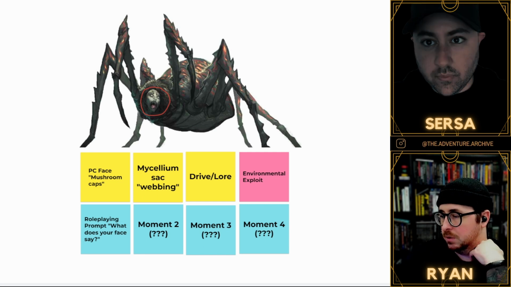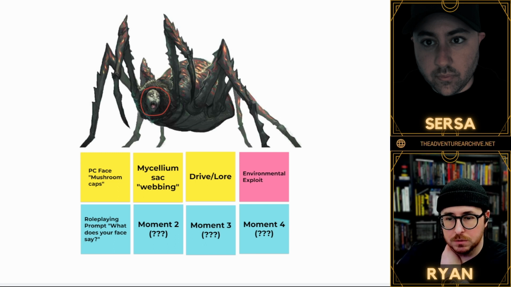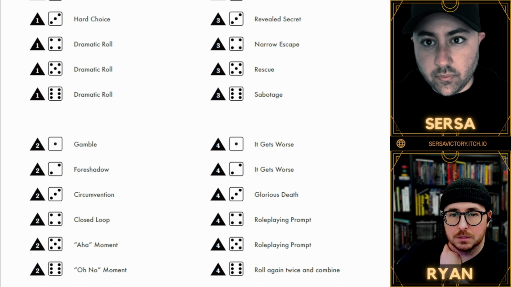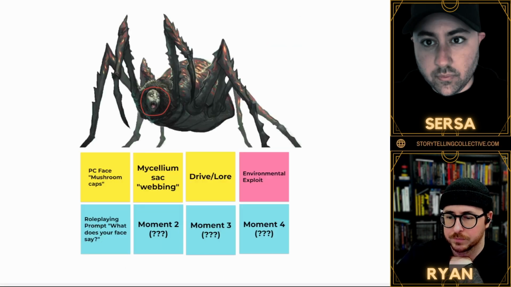All right, I'm just going to go ahead and roll this one so that we're cruising, and then we can roll on the last one. So I rolled a 1 and a 6. So that would be a dramatic roll. Yeah, we haven't had that one in quite a while, have we? I don't think we have.